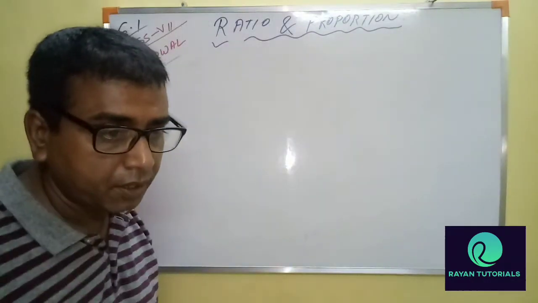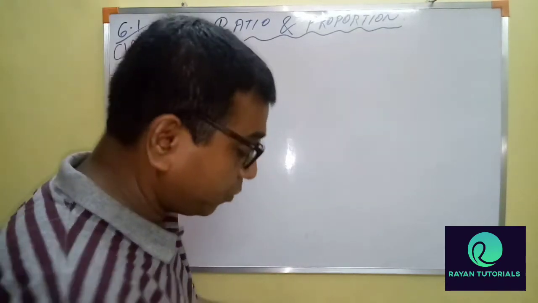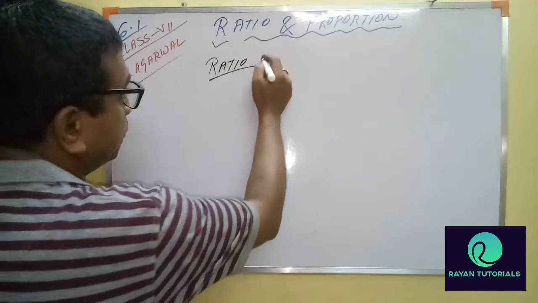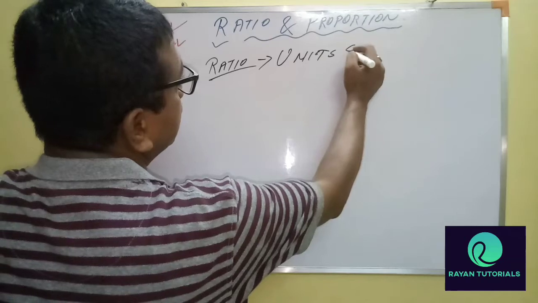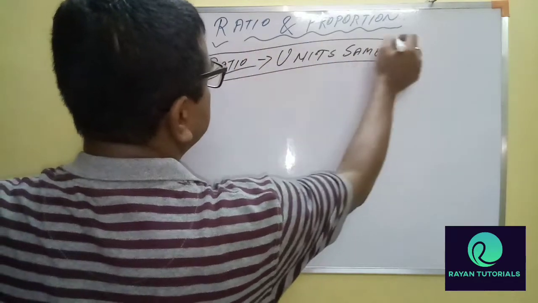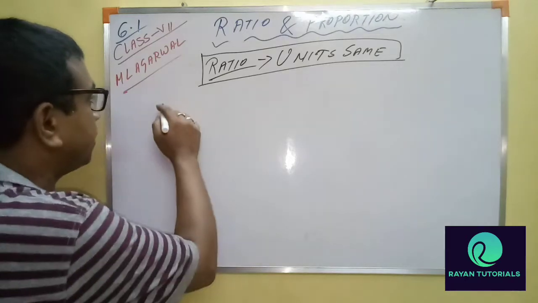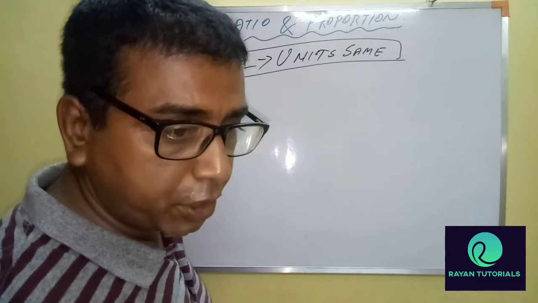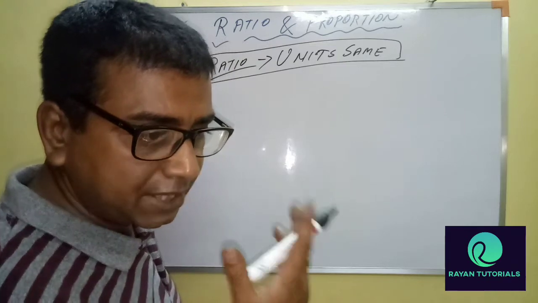Now, one important thing I would like to tell you, always remember, whenever you do a ratio sum, the units should be the same, not should be, but must be the same. Clear? This you have to apply in sum number 2. Say I am doing sum number 2. Which one should I do? Okay, I do number 6.